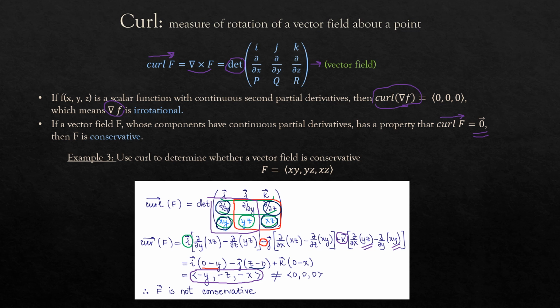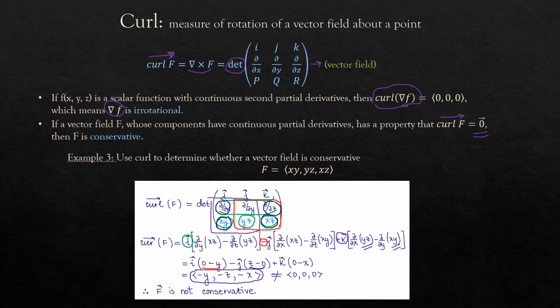You can think about this as a vector field that is not identically equal to the zero vector. Notice this is not a scalar function. This is a vector function. All right, so the vector field F is not conservative.